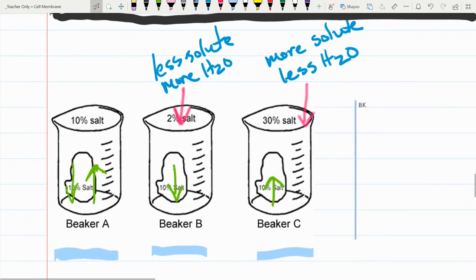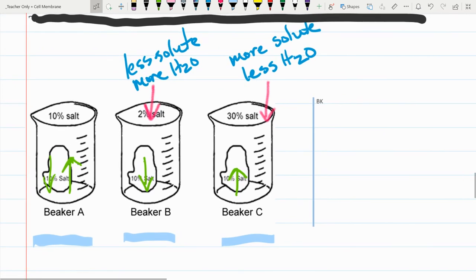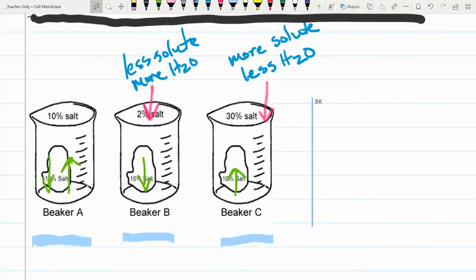All right, and here's a few more examples, again, where you would be seeing something like this on a quiz or a test, where you're shown how much, in this case salt, they're using as the example, what percentage of salt is inside the cell and how much is outside of the cell in the beaker, and then which way is the water going to move. Is it going to move out of the cell and therefore the cell is going to shrink up, or is it going to move into the cell and cause that cell to plump up?